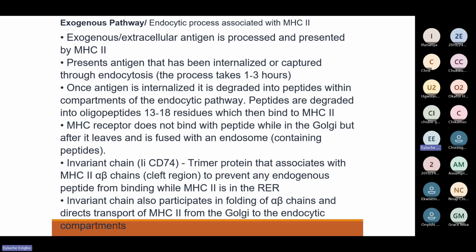while the class 2 is in the rough endoplasmic reticulum. The invariant chain also participates in folding of the alpha and beta chains and directs transport of MHC2 from the Golgi to the endocytic compartment. So there's a mechanism inside the body to prevent endogenous peptides from binding to the MHC class 2 while it is still in the rough endoplasmic reticulum. So there's a mechanism by the body system to check which peptides are binding.